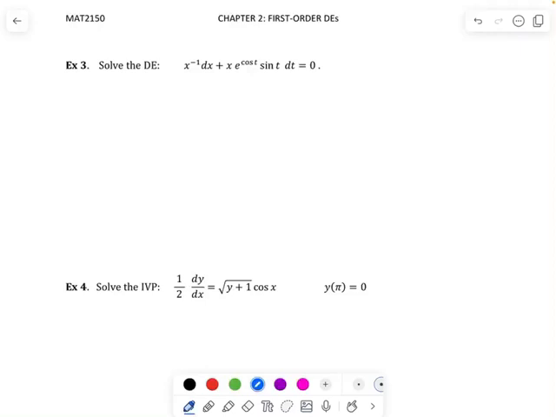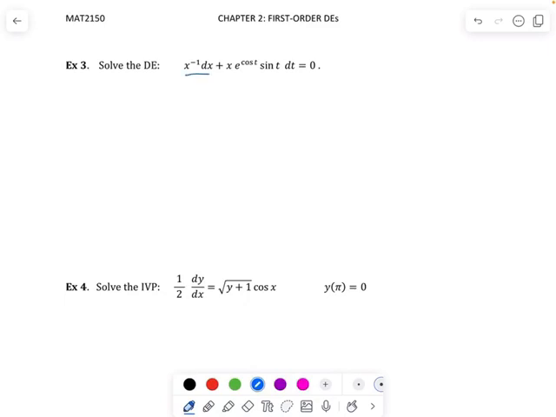Continuing with section 2.2 of the differential equations. So we are now looking at example 3. It's: solve the differential equation. Now remember here it doesn't say what method we have to use, but remember this section is about separable differential equations. So we will use that method, and that's the only method you have learned at this time.